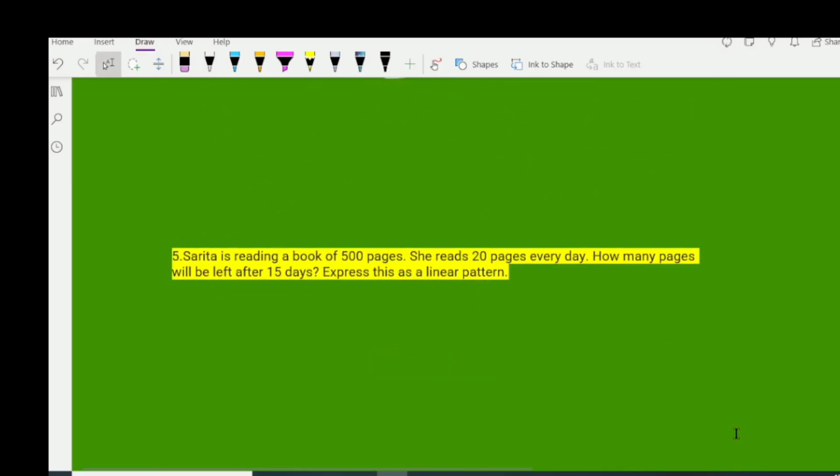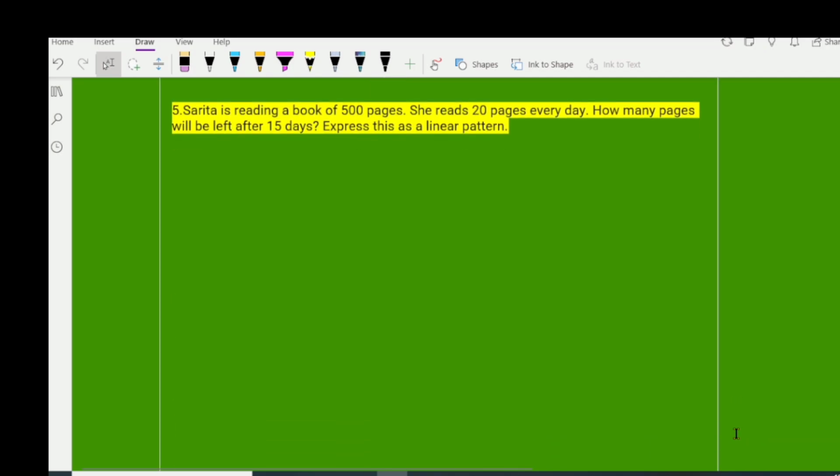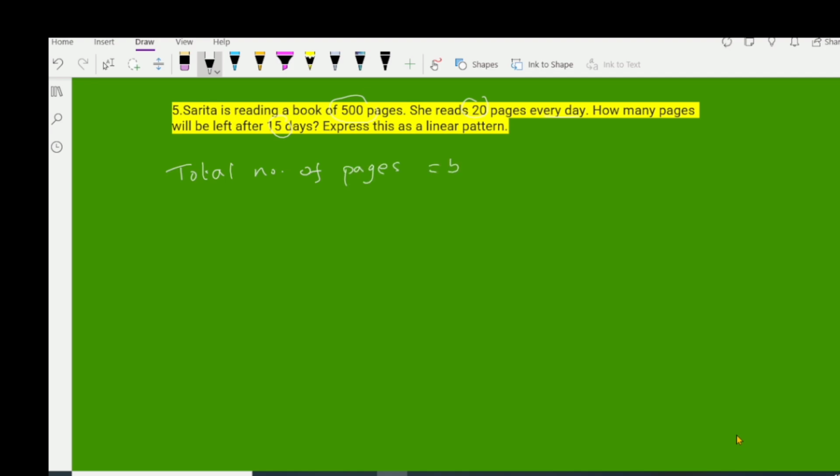Okay. Now look at the next, fifth question. Sarita is reading a book of 500 pages. So total number of pages is 500. She reads 20 pages every day. How many pages will be left after 15 days? Express this as a linear expression. So total number of pages 500.